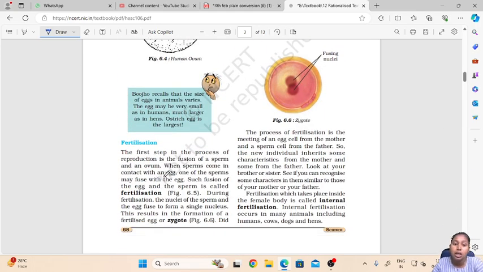Now let's see what is fertilization. So now we have a male gamete and a female gamete. So they have to come together, right, to produce the young one. So the process where gametes combine together, that is, sperm and ovum meet, is fertilization. So the first step in the process of reproduction is the fusion of sperm and ovum. So when the sperm comes in contact with an egg, one of the sperm may fuse with the egg. Such a fusion of egg and sperm is called fertilization.